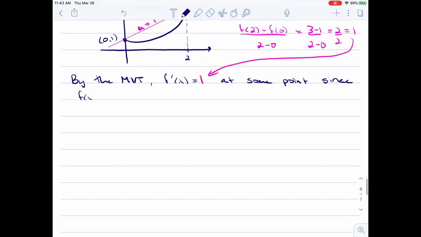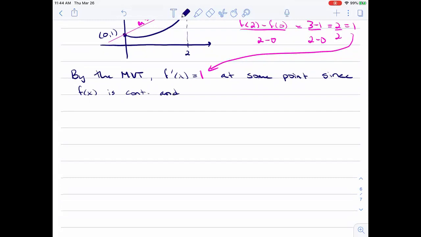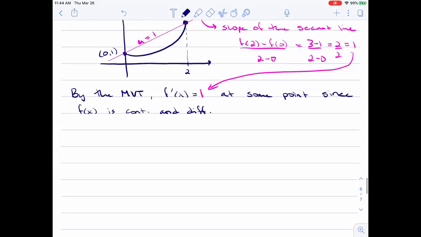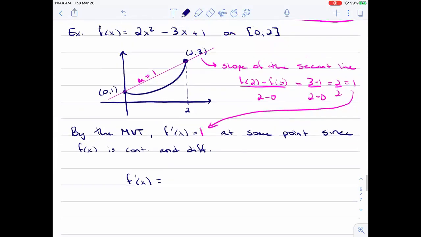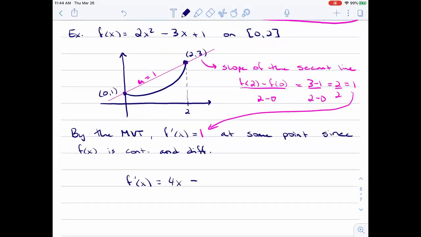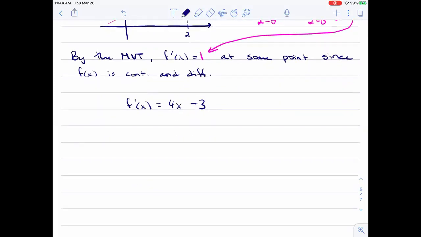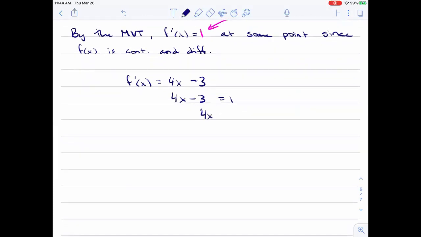Since f of x is continuous and differentiable, hopefully you guys don't mind me shortening those, continuous and differentiable, what we can do is find the derivative of this thing. It's just a polynomial, so no big deal. So f prime of x is 4x minus 3. Where is this thing equal to 1? Well, 4x minus 3 equals 1 if 4x equals 3, so if x is 3 over 4.